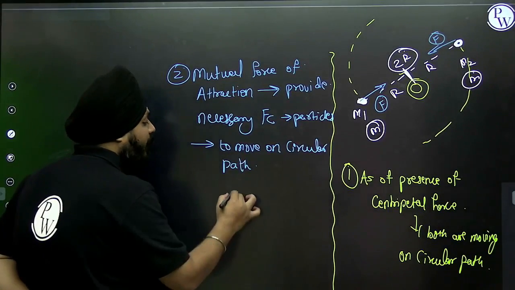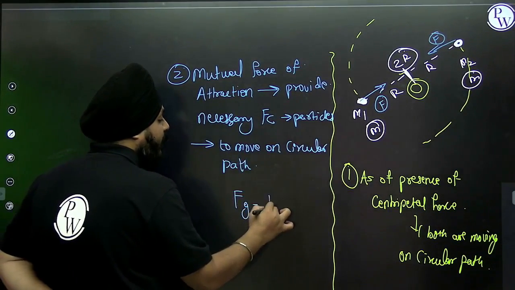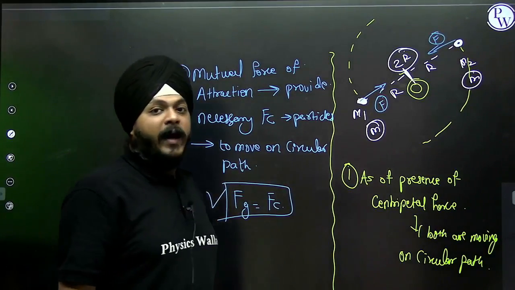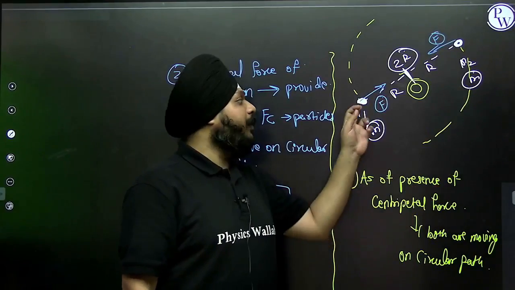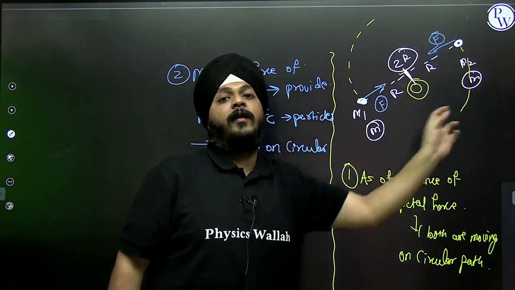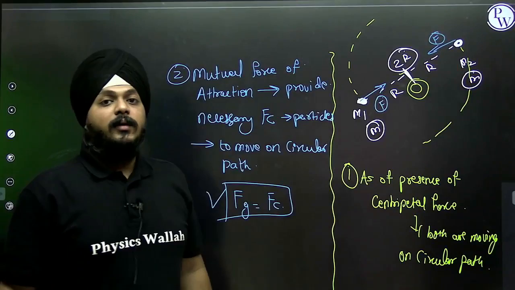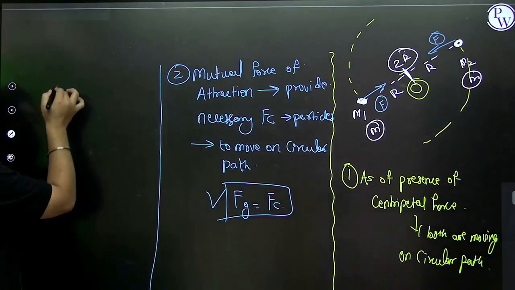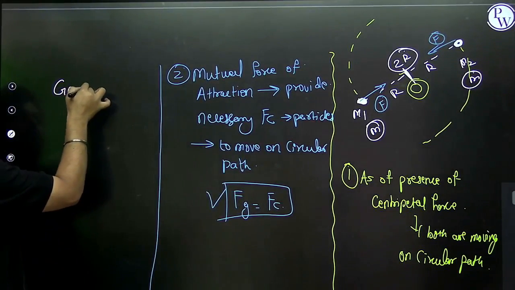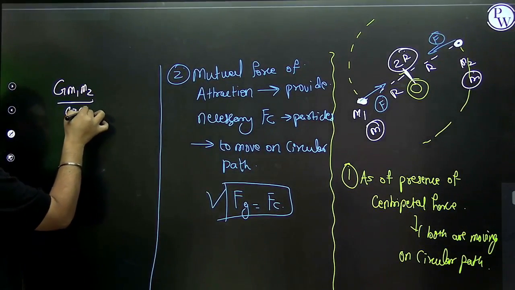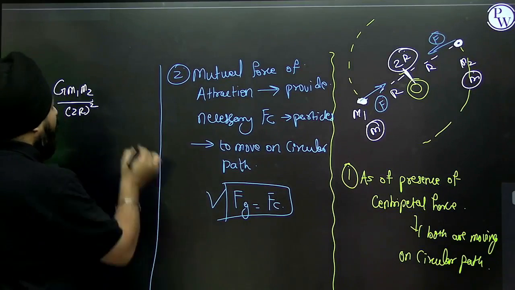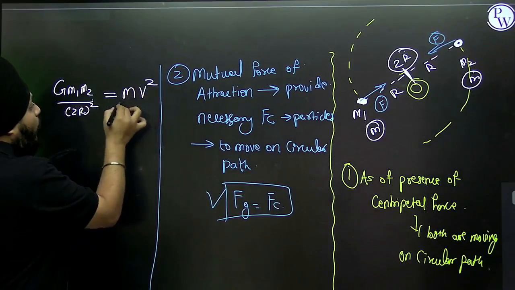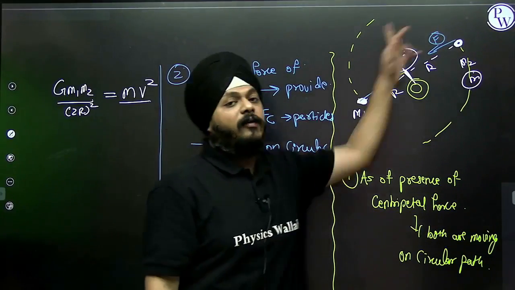It means that whatever the gravitational force acting between them, it is equivalent to the centripetal force. If these conditions are satisfied, they can follow the specific circular path. So the force of attraction between them is G m1 m2 whole divided by the distance between them, which is 2r. The centripetal force is the mass of the first particle times velocity, m v square, whole divided by the radius. Say the distance between them is 2r.